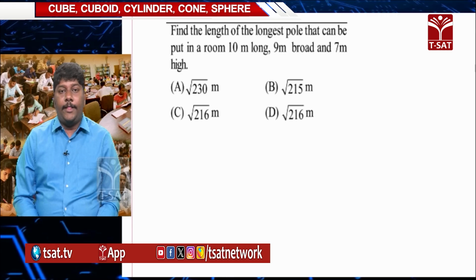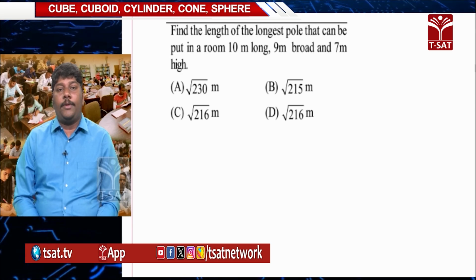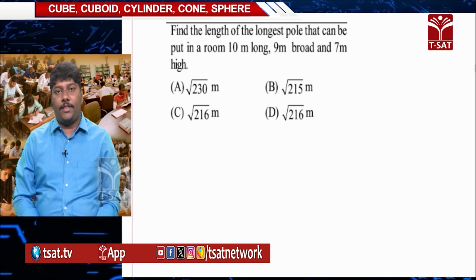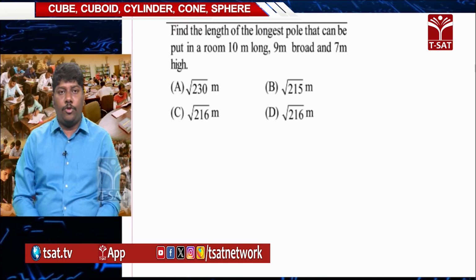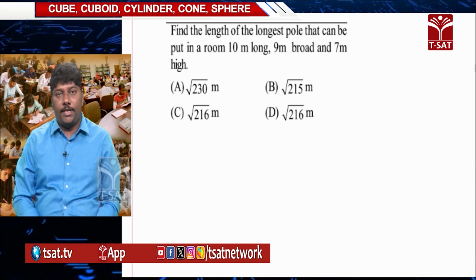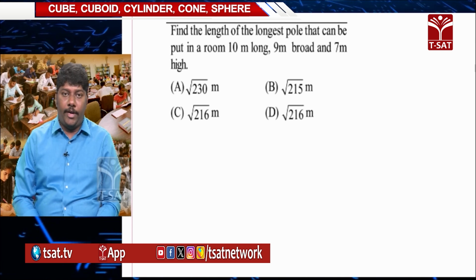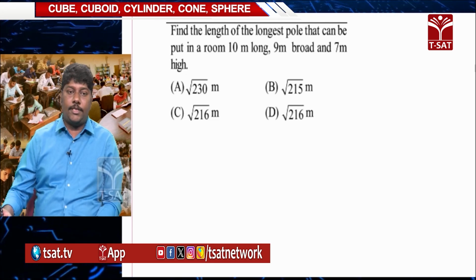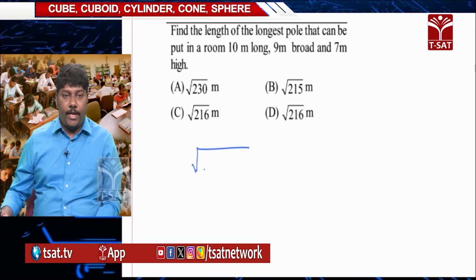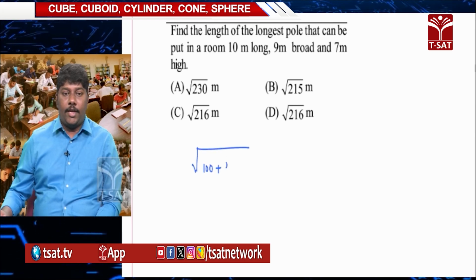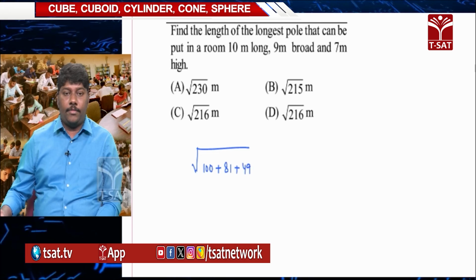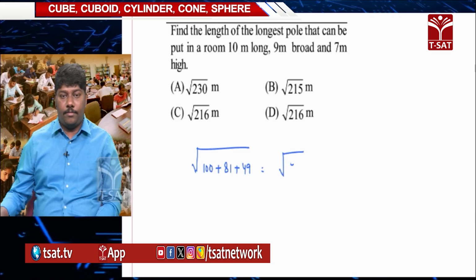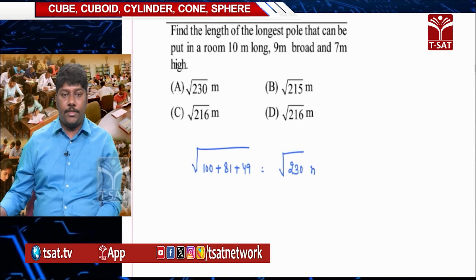See here, find the length of the longest pole that can be put in a room 10 meters long, 9 meters broad and 7 meters high. Here they are giving you length, breadth and height of the cuboid. Instead of saying cuboid, he said room, and the longest length is nothing but the diagonal of the cuboid. We all know that the diagonal of the cuboid is under root of L square plus B square plus H square. All you have to do is under root of 10 square, that is 100, 9 square is 81, plus 49. 81 plus 49 is 130, plus 100 is 230. So it is root of 230 meters.